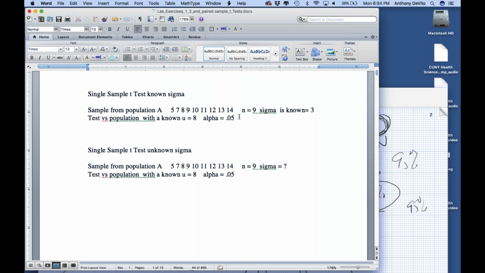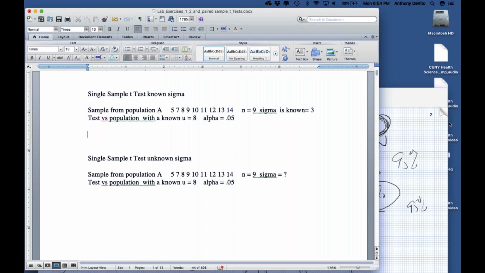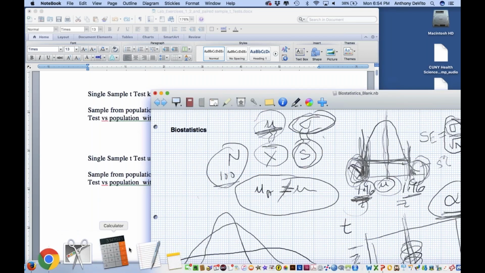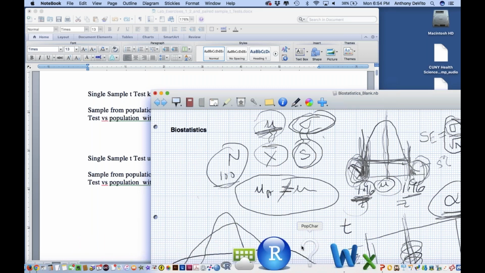So what do I know here? I'm going to pull up Excel. I'm going to pull up the same file in Excel. And it's also on Blackboard if you want to work with it.